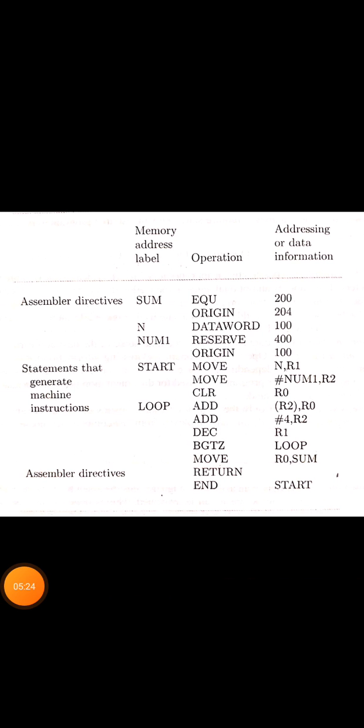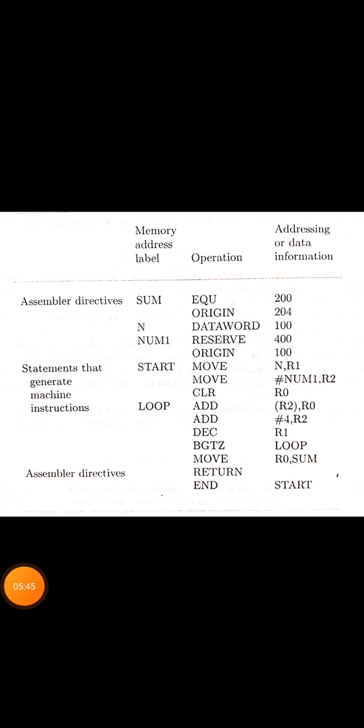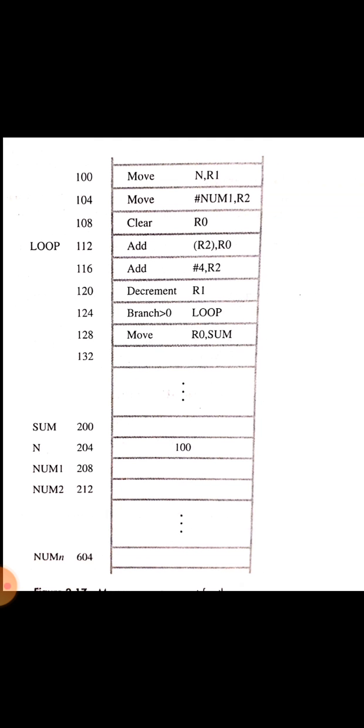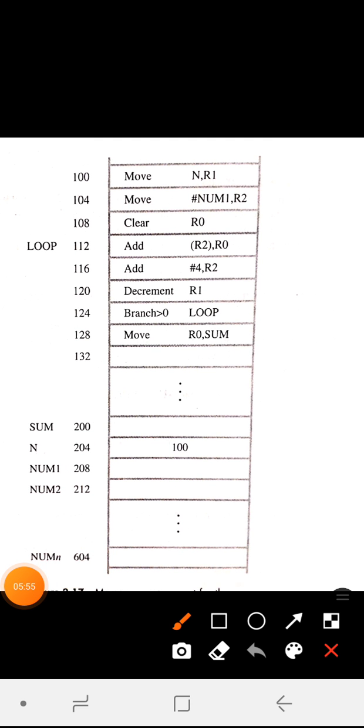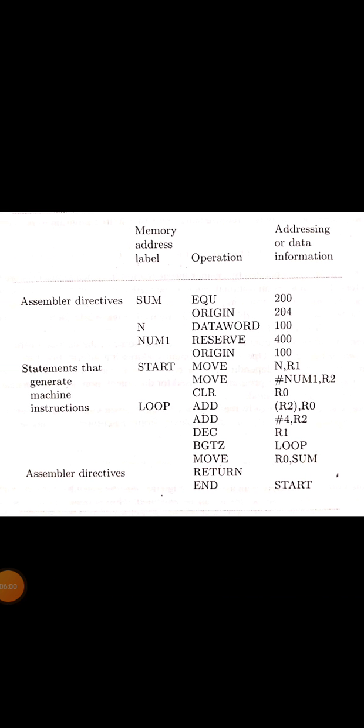Next one, you can see num1 reserve 400. From num1 what we have taken, we are reserving the 400 memory locations so that we can store the different data we are taking. After that we have taken the next origin. So this next origin is saying about the instructions of the object program, where it is starting in the memory. Now you can see here the program instructions, the first instruction is starting at the location 100, that is what we have written, origin 100.